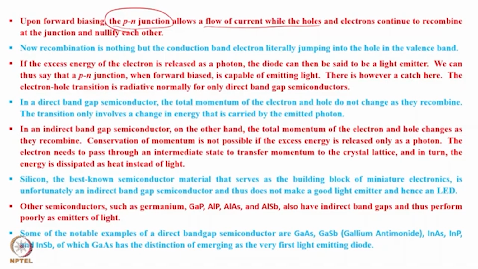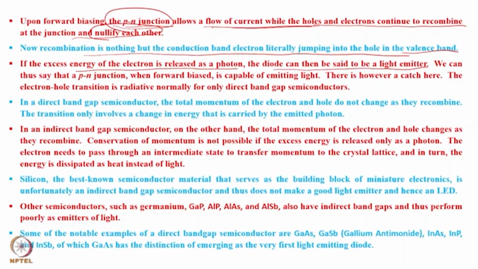So upon forward biasing, the PN junction allows a flow of current while the holes and electrons continue to recombine at the junction and nullify each other. This essentially means that recombination is nothing but the conduction band electron jumping down into the hole in the valence band. And if the excess energy of the electron is released as a photon, the diode can be said to be a light emitter. That means the diode is emitting light.